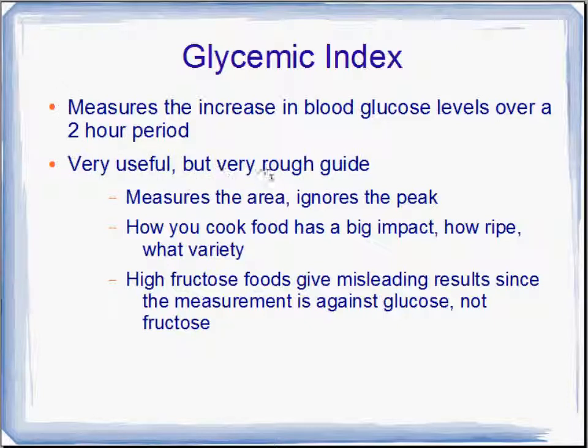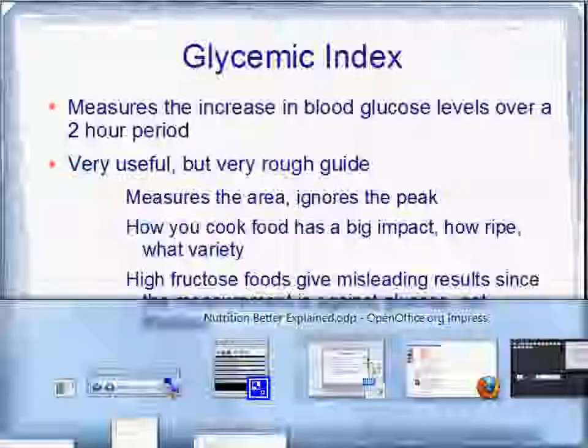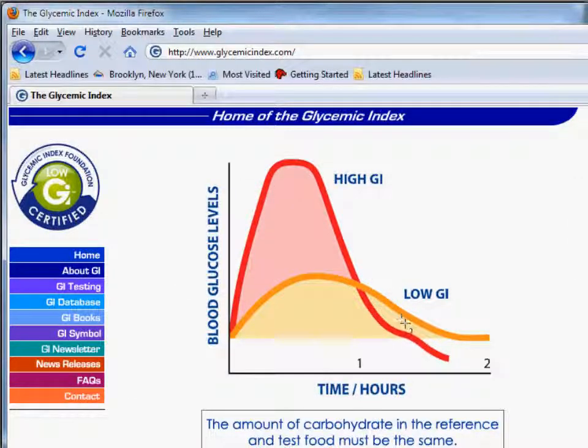So it's a very useful guide, but it's very rough. On the one hand, this is because it measures the area and ignores the peak. So if we look, for example, here at glycemicindex.com, they have some sample curves. And so let's say that this high GI value here gave you a value of 100. Well, you can get the same 100 value by taking about half of this at the start here and putting it at the end. And so you have this curve that just goes this high and stays pretty steady.